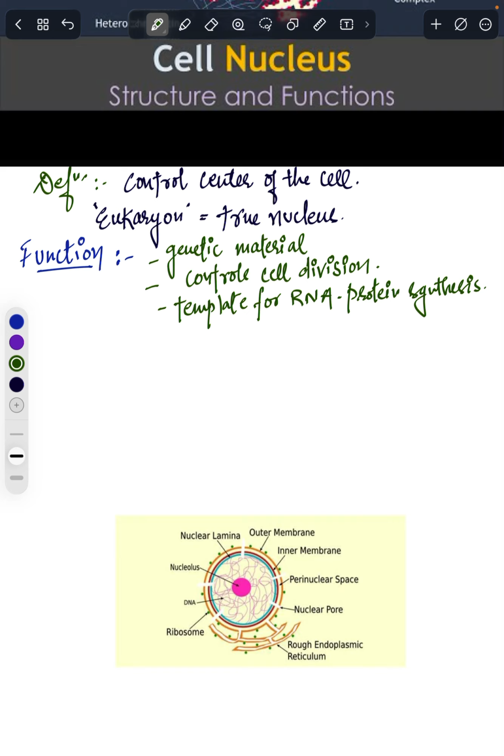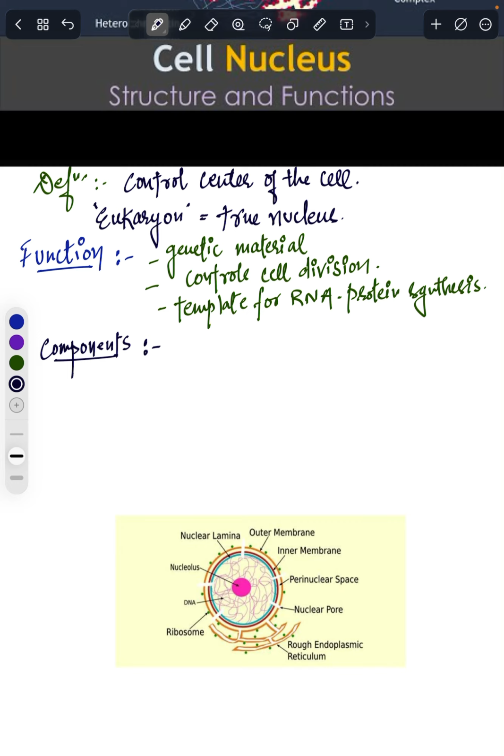Then we see that it physically separates DNA from the cytoplasm's complex metabolic machinery. Because in the nucleus we have DNA, it is basically separating the cytoplasm from the DNA. Also, nuclear membranes serve as a boundary. Now we see the components. What all components are there in the nucleus?